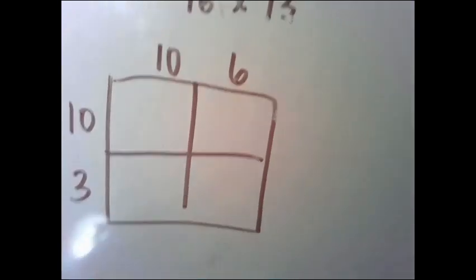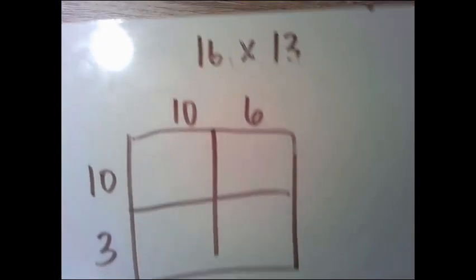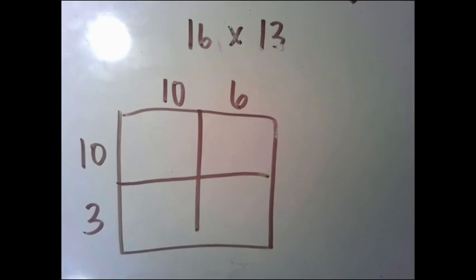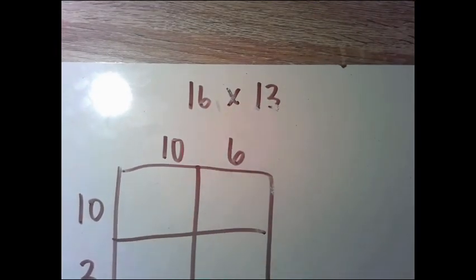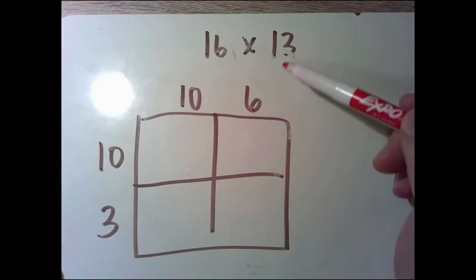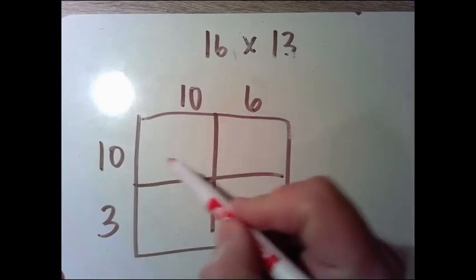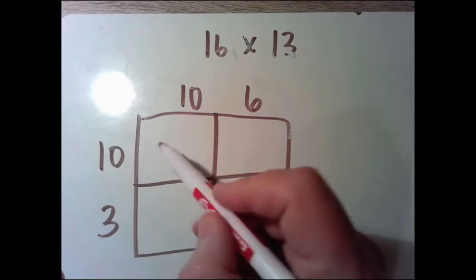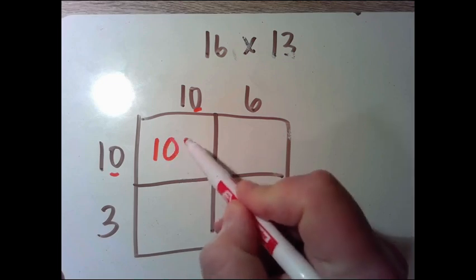So again, I'm going to do the area model. All right, 16 times 13. Breaking apart the 16 into 10 and 6. Breaking apart our 13 into 10 and 3. So let's start up here. 10 times 10. Well, 1 times 1 is 1. And then we got a 0 here and a 0 here. So that's 100.